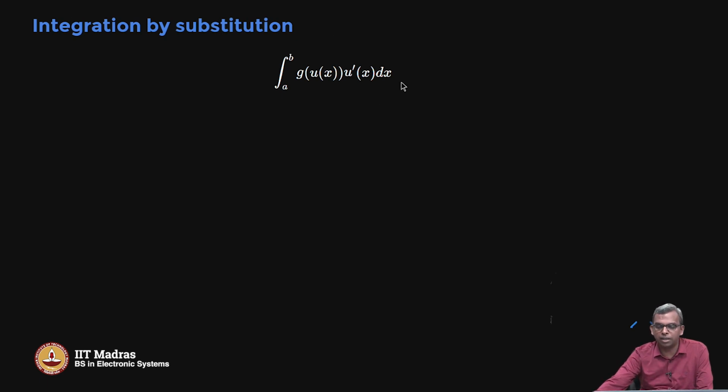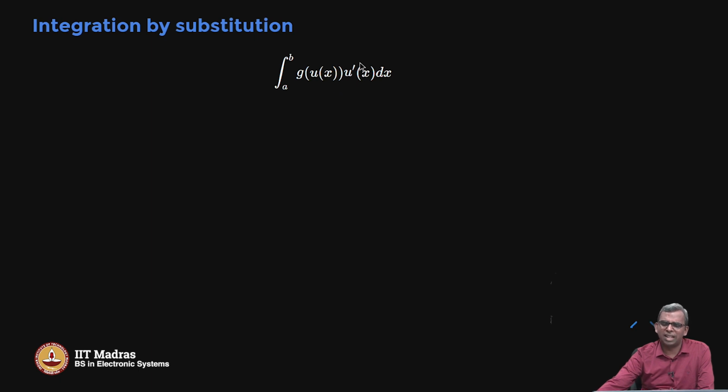Okay, so this same composition rule goes by the name of integration by substitution. So, here is where the idea comes from. You may have an integral of this form, integral a to b g of u of x times u prime of x dx. Okay. So, notice what is going on here. There is this u of x which is prominently appearing and its derivative is also appearing. u of x should appear, its derivative should appear.